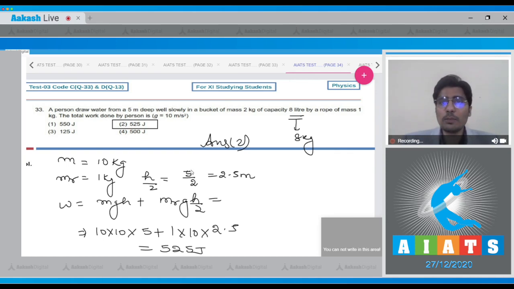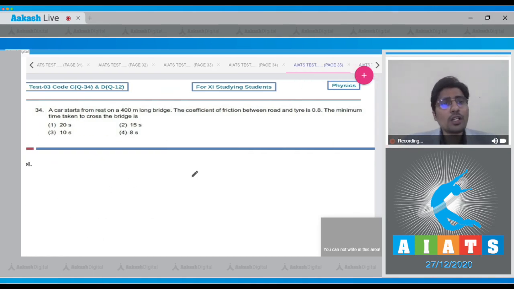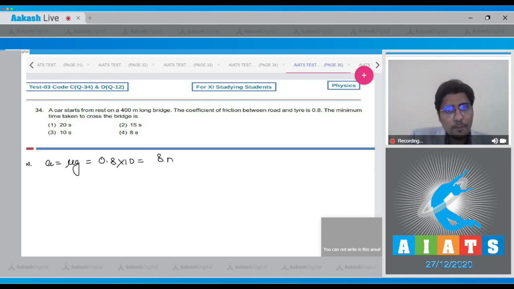Moving on to question number 34. In question 34, a car starts from rest on a 400 meter long bridge. The coefficient of friction is 0.8. So the minimum time to cross the bridge is. The maximum acceleration or retardation of the car can be mu g, and this can be written to be equal to 0.8 into 10, that is 8 meter per second square. The distance can be written as half a t square.